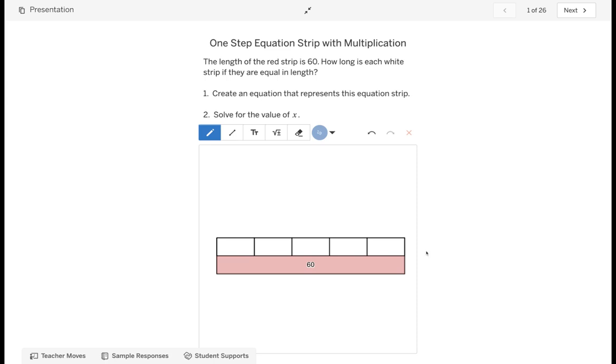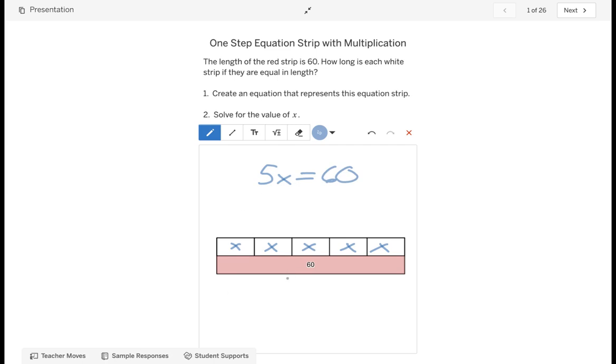So here we have these 5 boxes. We don't know what they are, so we're just going to call each of them x. And we can call them x because they're all the same size. And now we can build our equation. We know that 5 of these x's are equal to 60 total. So that's the equation for this equation strip.